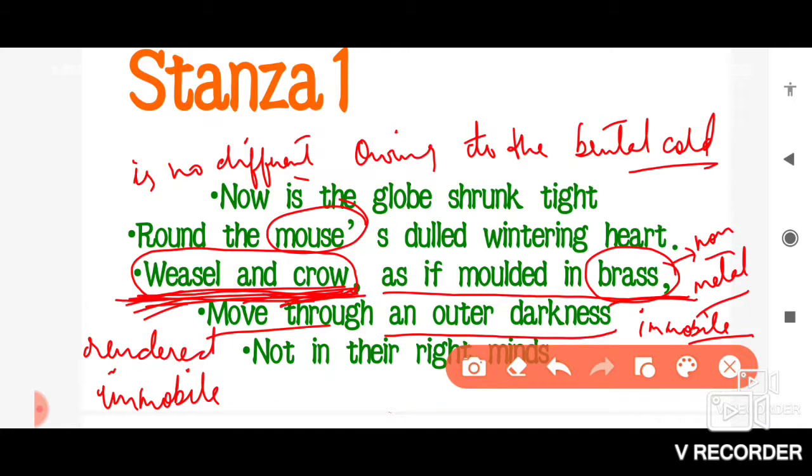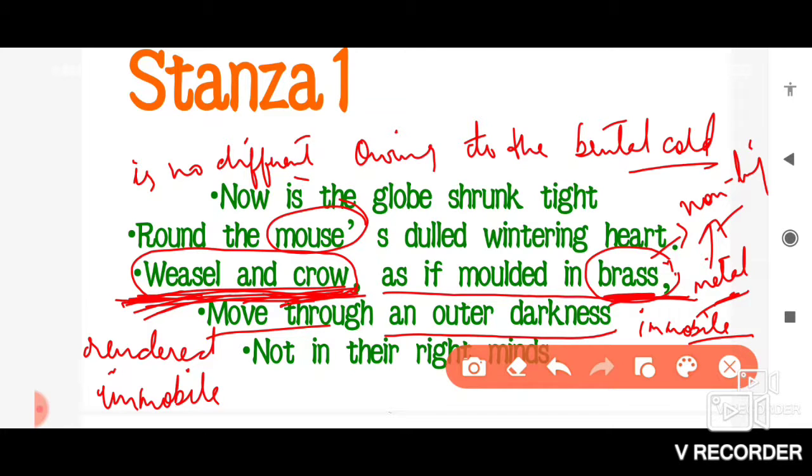तो ऐसा लगता है कि as if वो, sorry, I have written it wrong over here. Brass is a metal. ये non-living और metal mix हो गया. It's a non-living thing. Okay, brass is a metal which is a non-living thing.